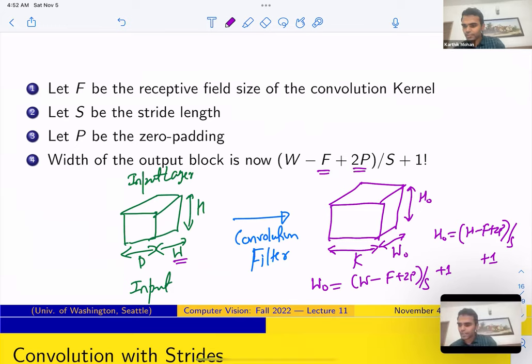But then you're adding zero padding, so you add it twice. Oh, but then you're striding at a space of s, so you divide by s, and then you add one. So that's how you go from w to w o. So if you know the w and h for the input, this is your w o and h o for the output, and your depth k looks like this. So this is essentially what is happening for any given convolution filter from one input layer to the other, right?